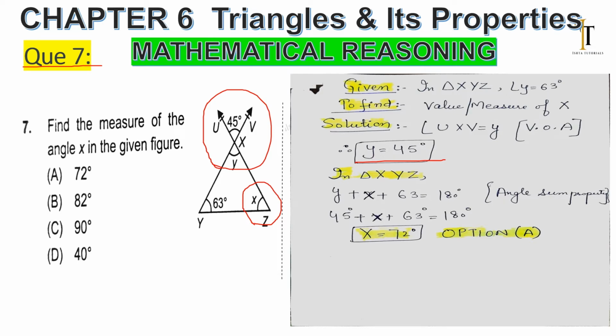Now in triangle XYZ, all the angles must add up to 180 degrees. Yes, the reason is the angle sum property. On substituting the values, we got X is equal to 72 degrees. That is option A.